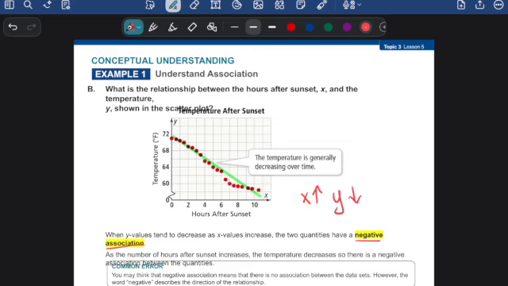Association really talks about the relationship between the two values. Does one value affect the other value? So yes, the time after sunset does affect the temperature. Even though it's in an inverse relationship going in opposite directions, the time in hours after sunset does have an effect on the temperature. So there is an association, or there is a relationship between those two values.